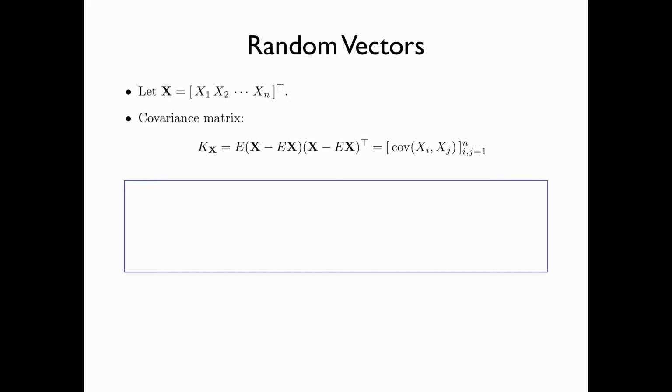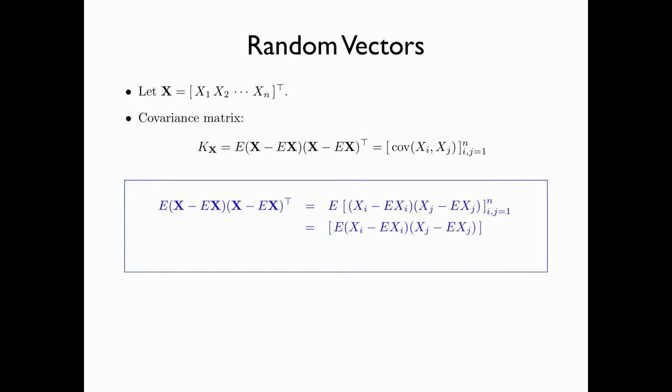The proof is elementary. First, consider the product of X minus expectation of X and the transpose of itself. Then the ijth element of this n by n matrix is equal to xi minus expectation of xi times xj minus expectation of xj. Then we take the expectation inside the matrix to see that the ijth element is actually equal to the covariance of xi and xj.